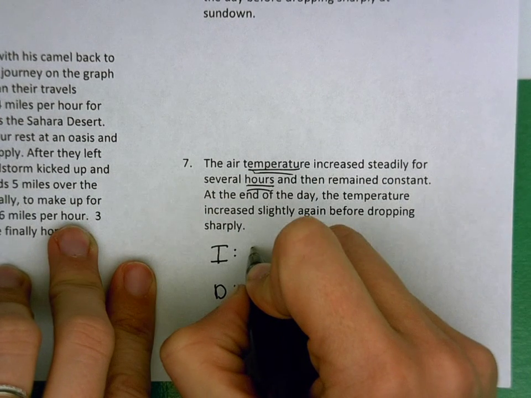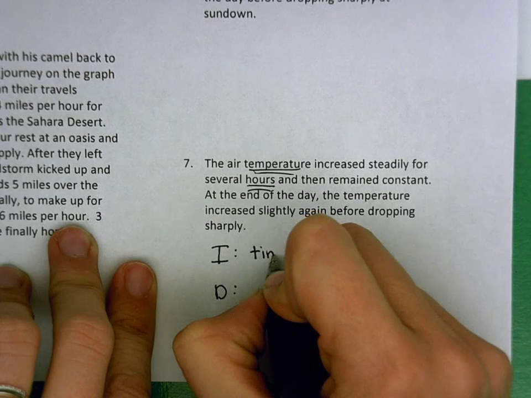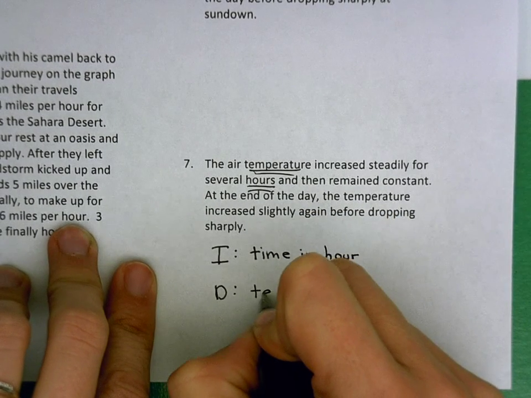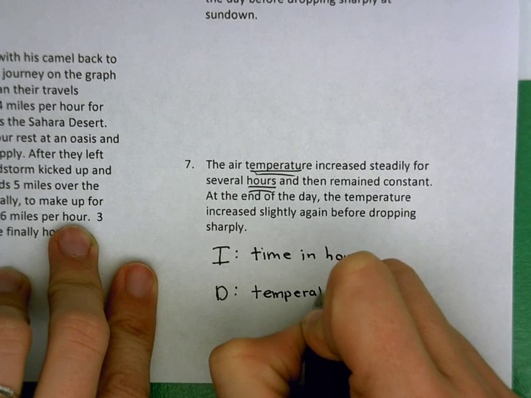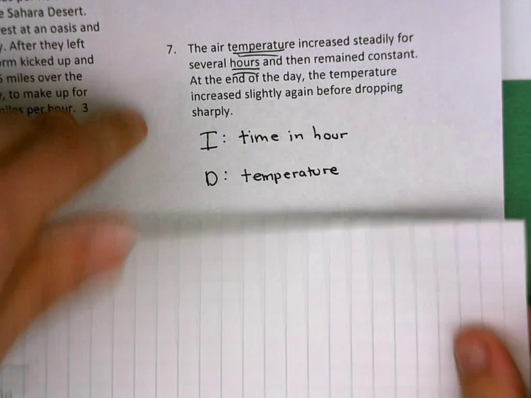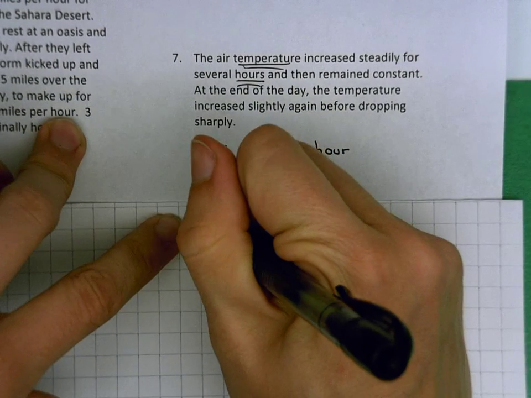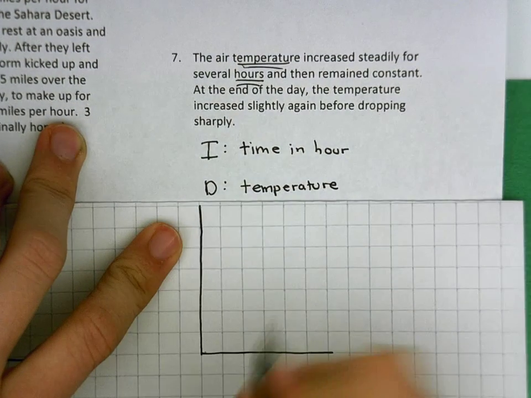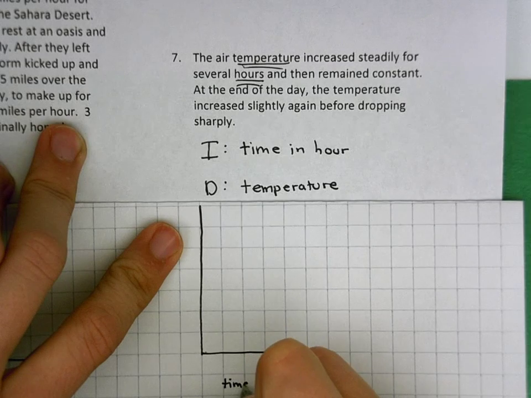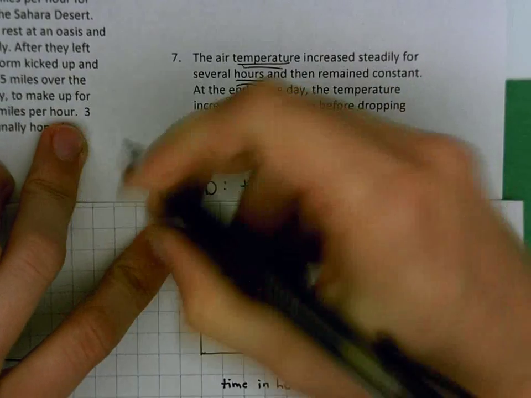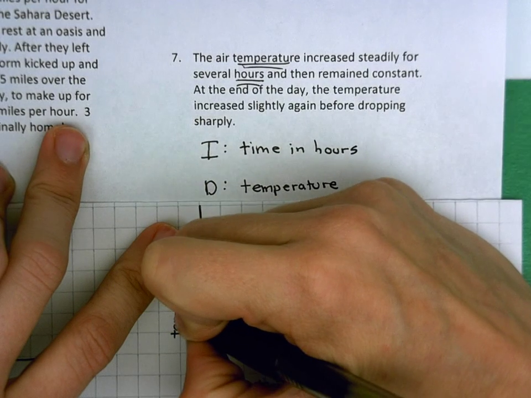And depending on how many hours have passed, right, my temperature will have changed. Independent controls the dependent. Okay, so we're going to come here to our graph. Independent on x-axis, dependent on y-axis.